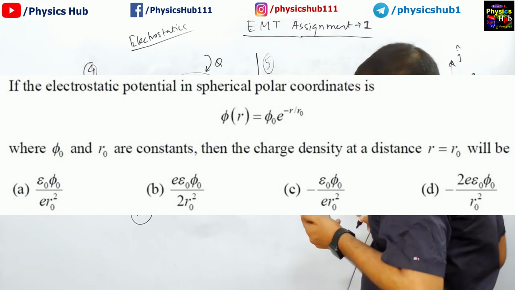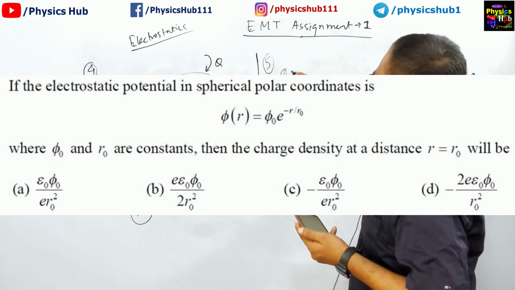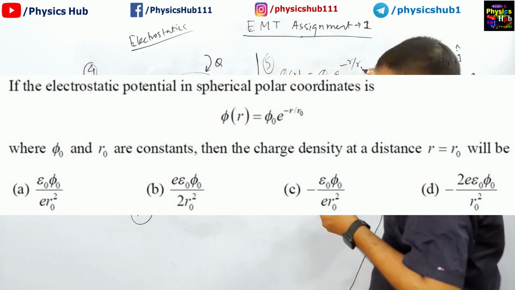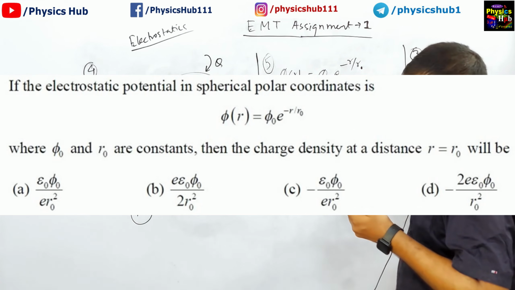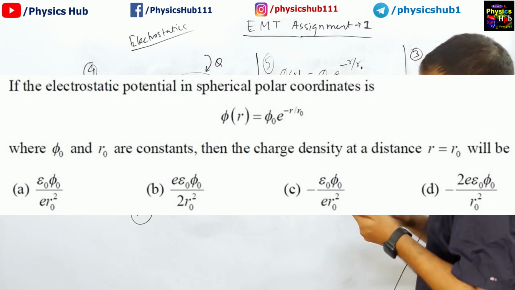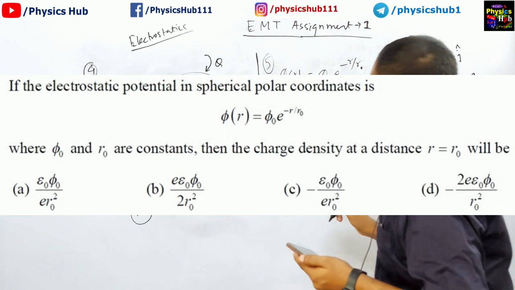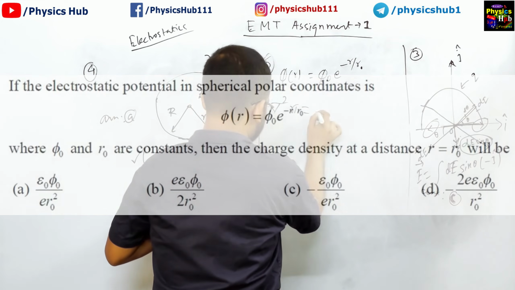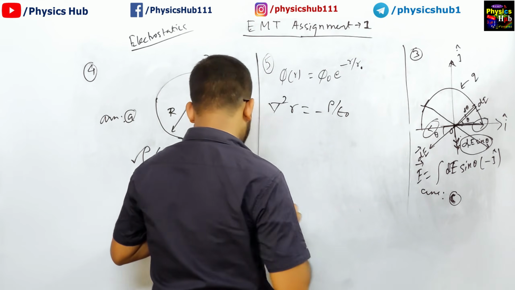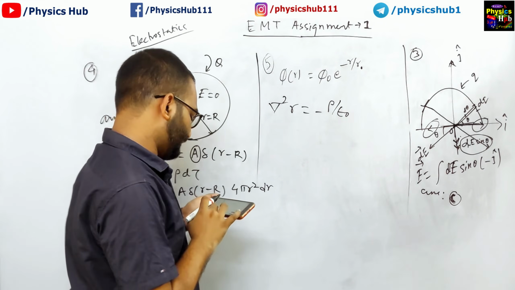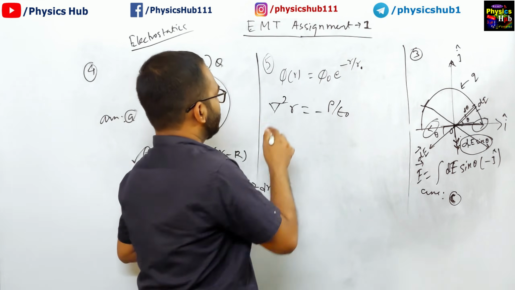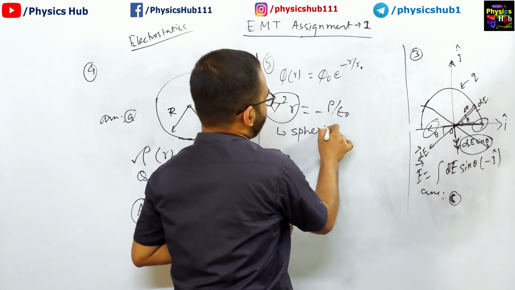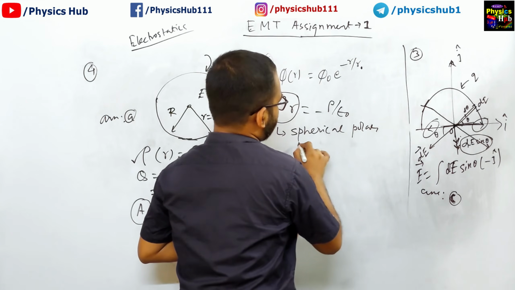If the electrostatic potential in spherical polar coordinates is phi of r equals phi naught e to the power minus r upon r naught, where phi naught and r naught are constants, then the charge density at distance r equal to r naught is... This is very simple. You can utilize Poisson's equation: grad squared phi equals minus rho by epsilon naught. This is the Laplacian, and we can express it in spherical polar coordinates. You know the formula.